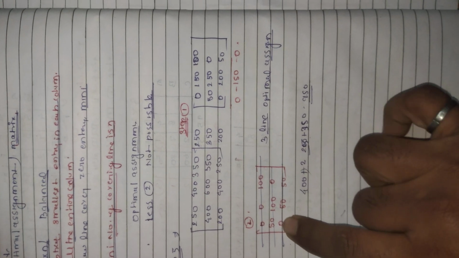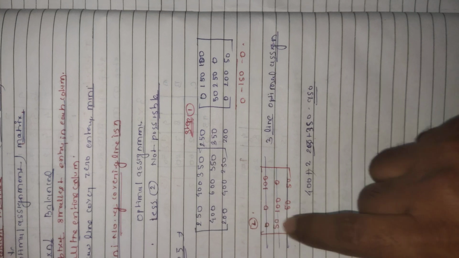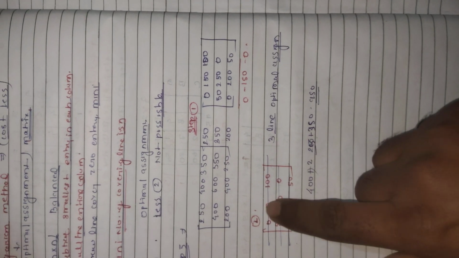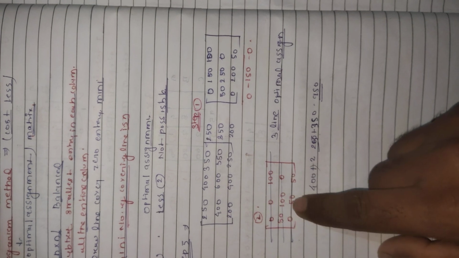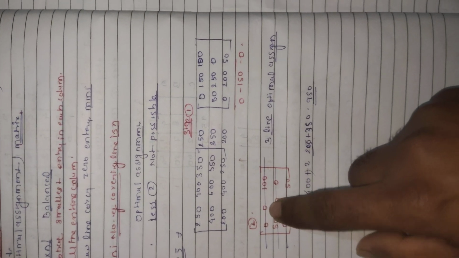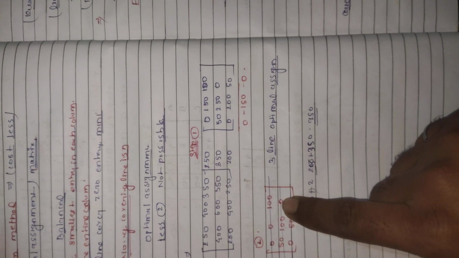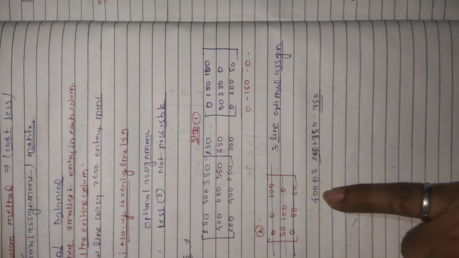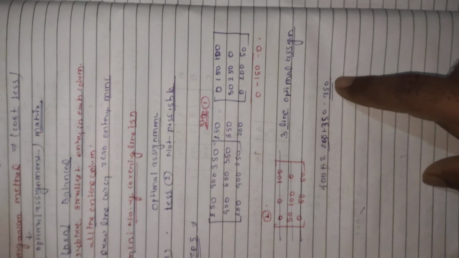So from this column, this value will be included. This value is 200, and this value is 400, since there is no other zero in this column. So 400, and last is 350. Adding them, 400, 250 and 350 gives 950, which is the answer.